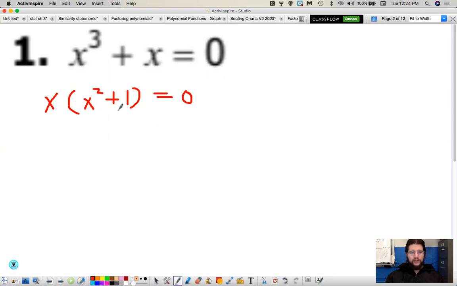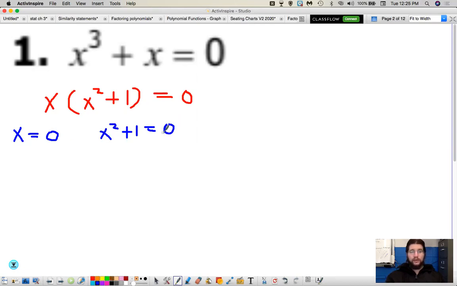Check again. Can I do anything else? I got an x. Can't do anything with that. Ooh, a sum of squares, I can use the, oh wait, there's no sum of squares. So no, we can't do anything else. Set each factor equal to 0. And then we solve for x. x equals 0, that one's already solved, we're done.